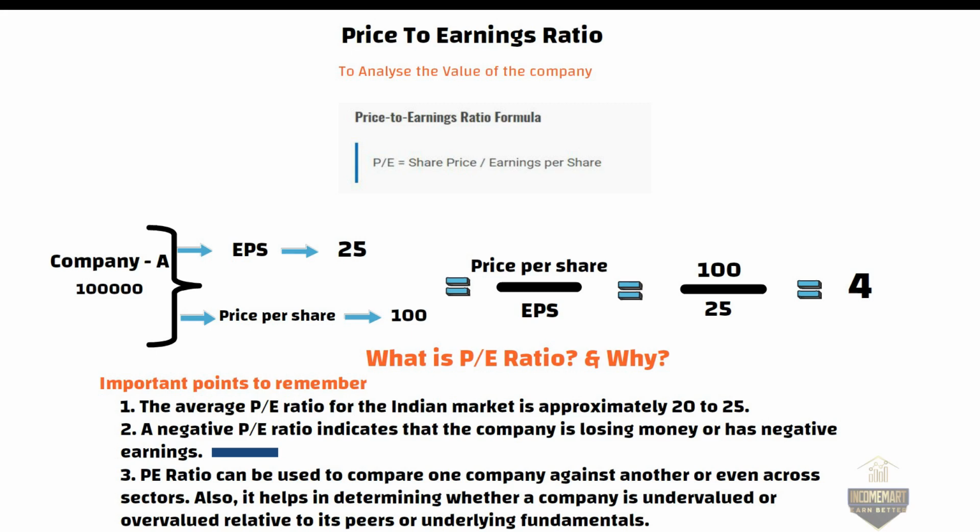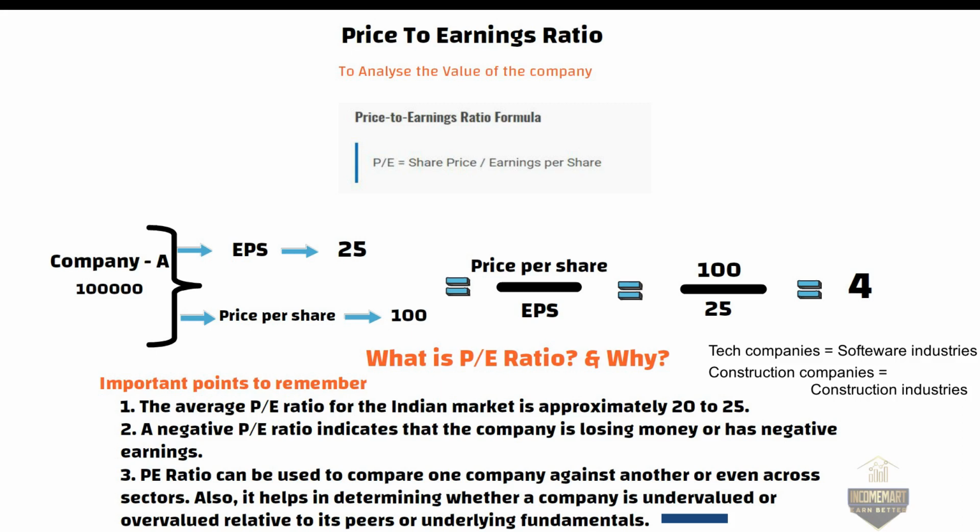We should not compare the PE ratio of various types of businesses such as IT and consumer product companies. Companies in the same industry should be compared, such as tech firms with other tech companies and construction companies with other construction companies. The lower PE ratio is better for the company and potential investors.